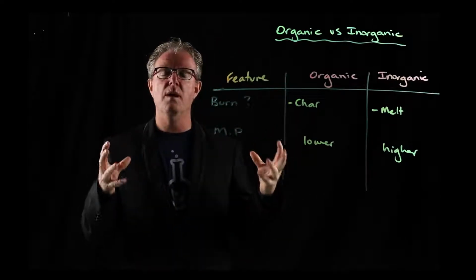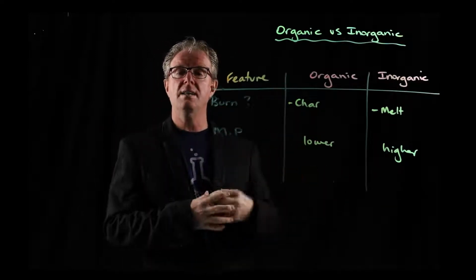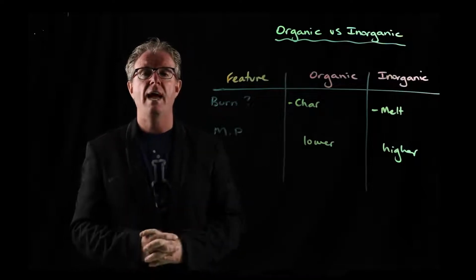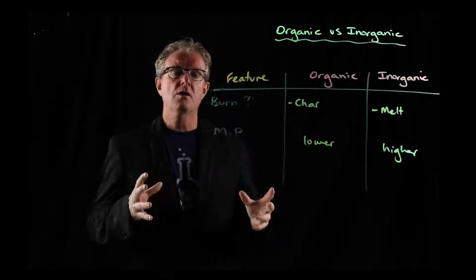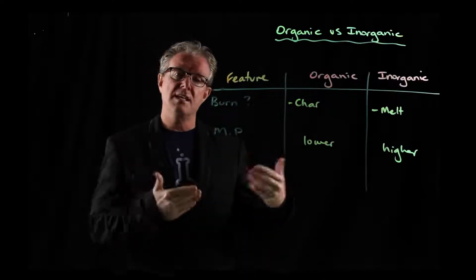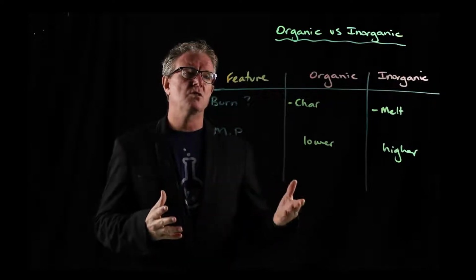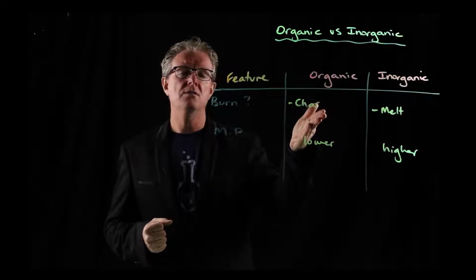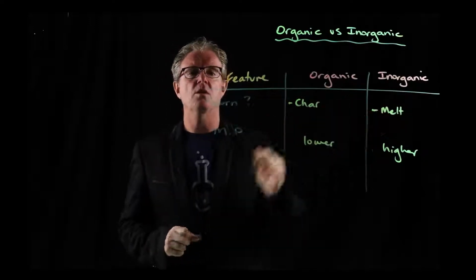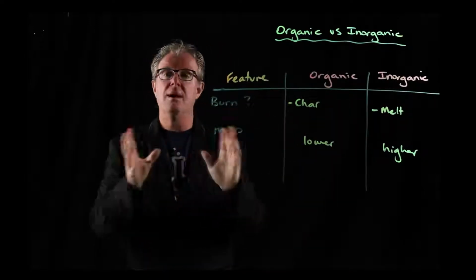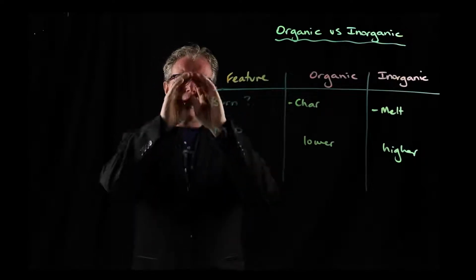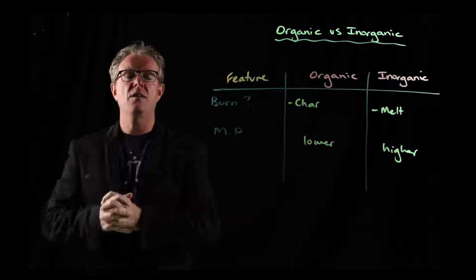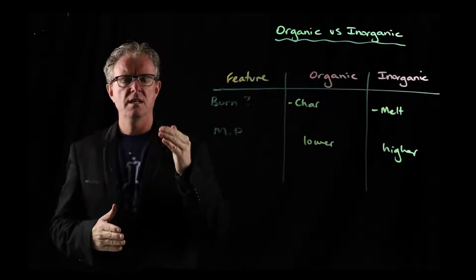Once we work out whether it's organic or inorganic, then we can go on to further analytical tests. In the next section we're going to look at some of the tests we can do to distinguish between the different organic compounds and the different inorganic compounds. It's like a puzzle: you first work out whether it's organic, and then once you know it's organic, what type of organic compound is it? Is it an acid?